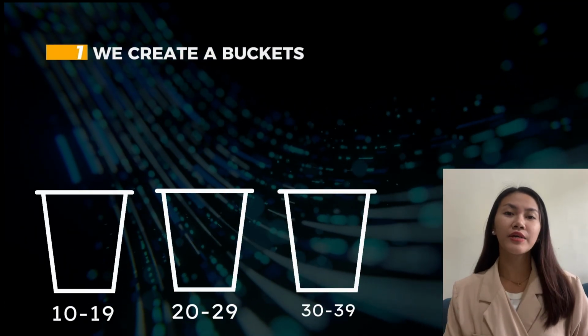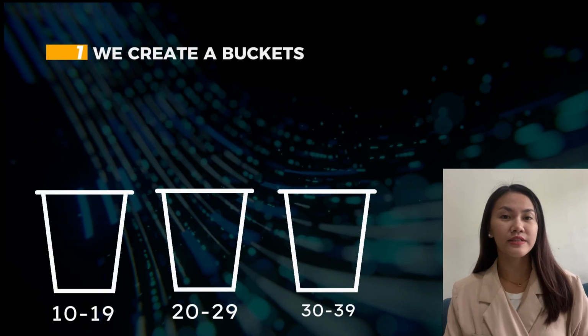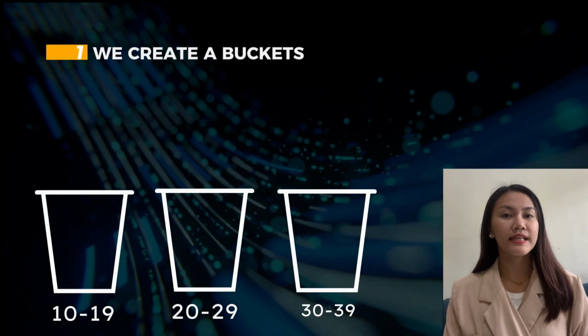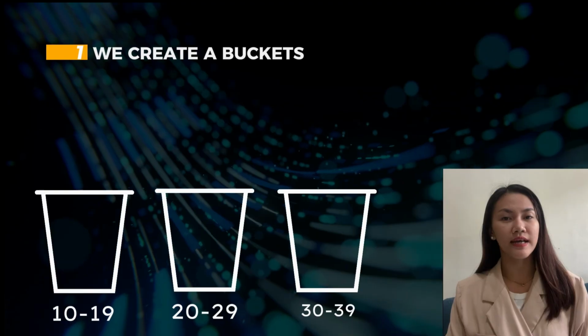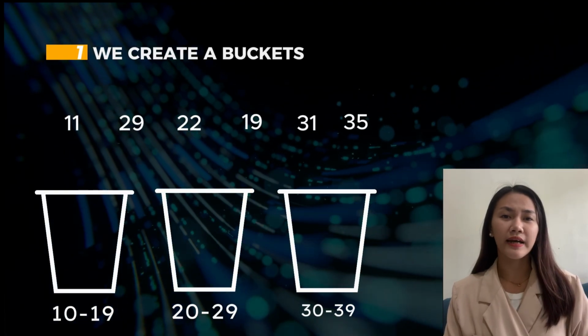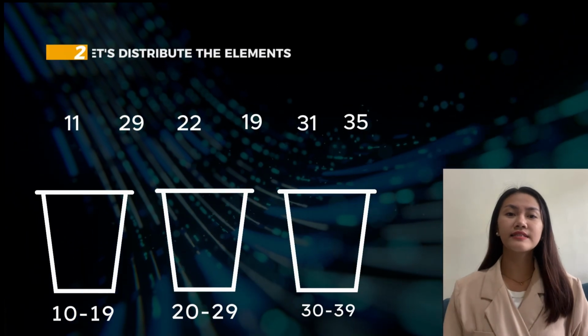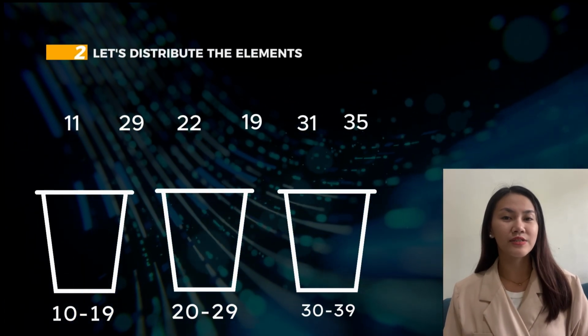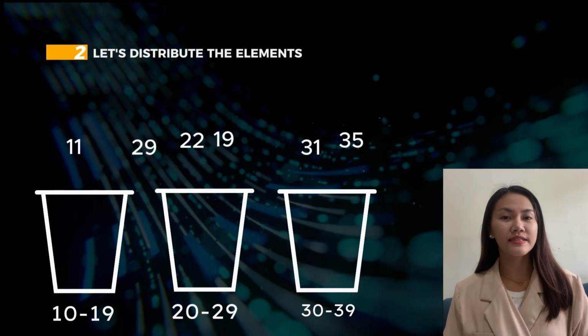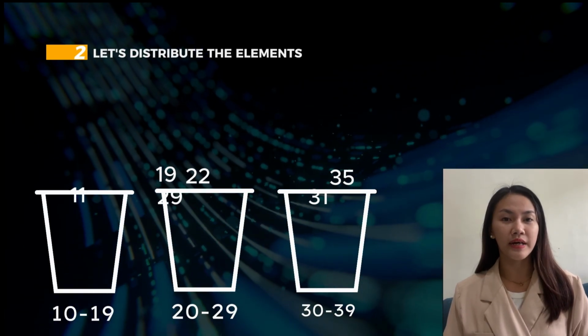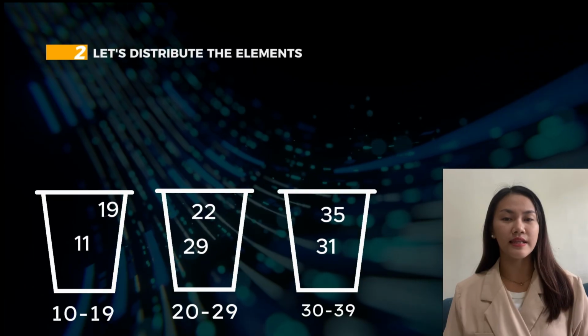First is, we create a bucket. We must determine the number of buckets, and it is usually based on input size or range. And each bucket will hold elements within a specific range. Second is, let's distribute the elements. We iterate through the input array and assign each element to the appropriate bucket based on a calculated index.